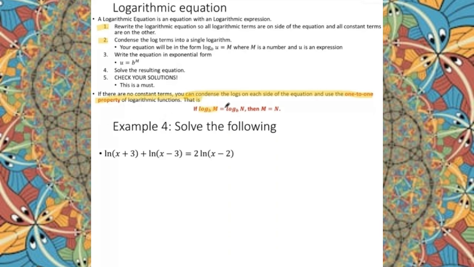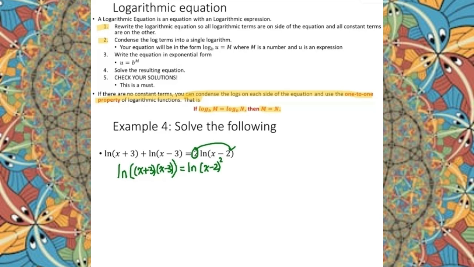That is, if we have log base b of m equal log base b of n, then m must equal n. So if I take a look at this equation here, on the left-hand side, since I'm adding two logs together, I can rewrite that as the natural log of x plus 3 times x minus 3. As for the other log, because I have the coefficient of 2, I can use the power rule to make it into an exponent inside of the log. And I can rewrite the right-hand side as the natural log of x minus 2 quantity squared.